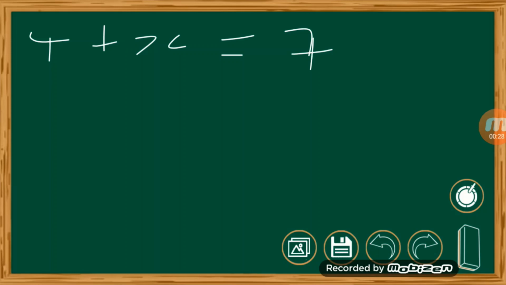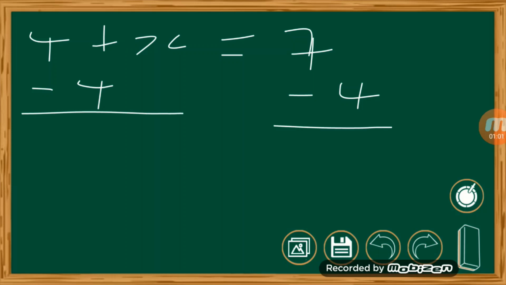Here we have 4 plus x equals 7. So what is the value of x? We're adding 4, so what we need to do is to subtract 4 from both sides to get x by itself. So we're going to subtract 4 from this side. But whatever you do to one side, you have to do it to the other side, because you have to always make sure that the equation is balanced. So we have to subtract 4 from this side as well. So 4 minus 4, that's going to be 0. So all we're left with here is x equal to 7 minus 4, that's going to be 3.